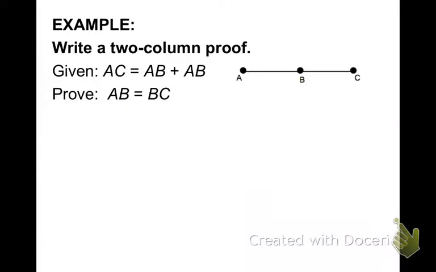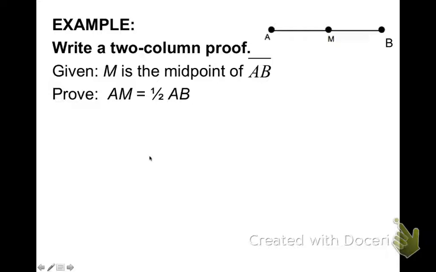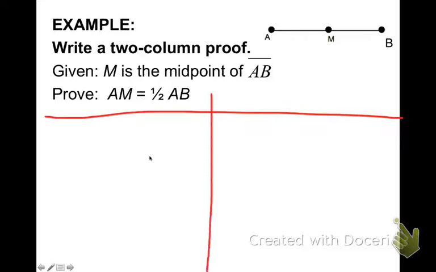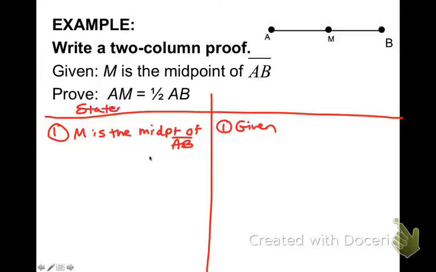All right, 2 more. Set it up. So this one gets a little bit more work. You might want to put a star next to this one because this one's similar to one that you're going to have to do for your homework. M is the midpoint of line segment AB. Given statements. Reasons. Okay. M is the midpoint of AB.